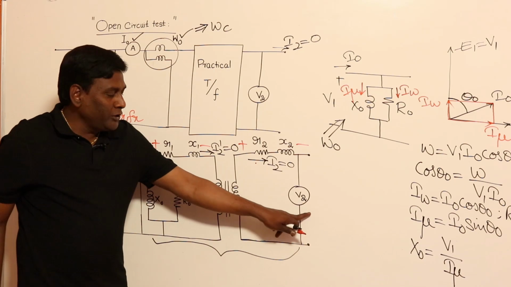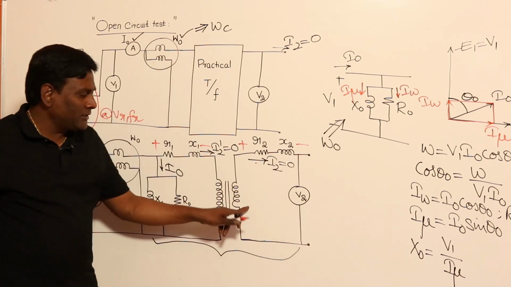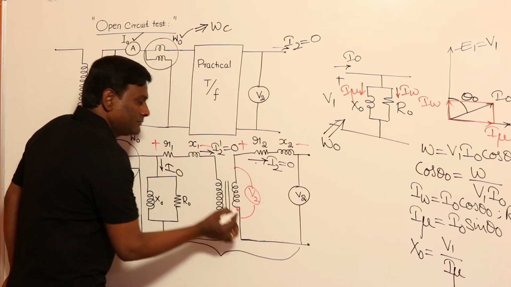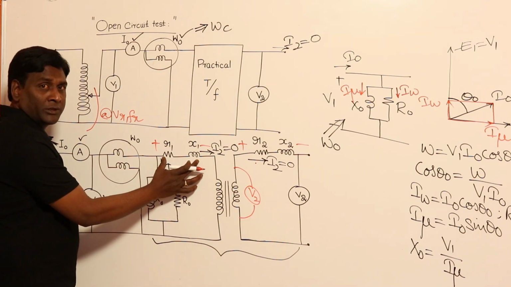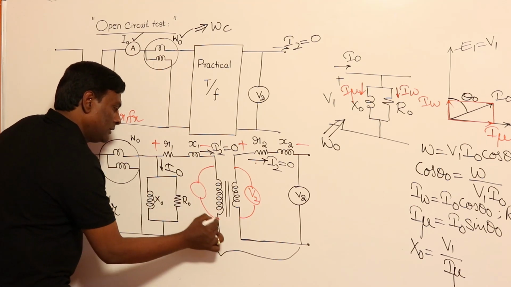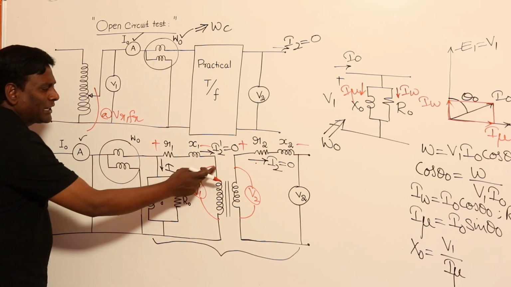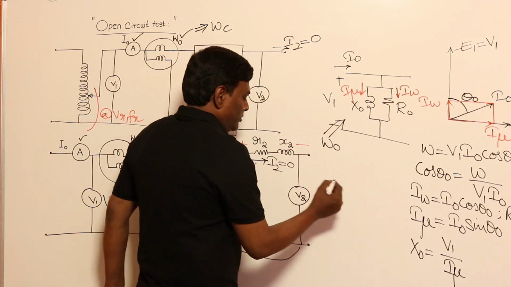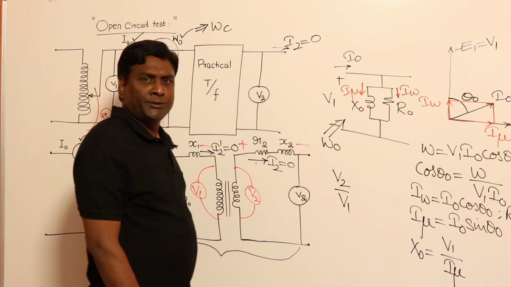Because of that, V2, the voltmeter reading after the leakage impedance, can be considered as here. Even if you consider it here also, the same V2 will be there. Because of the lack of any voltage drop, because of the lack of any current, the voltmeter reading here can be considered as V1, because V1 is appearing across the shunt branch. So what is the turns ratio? The turns ratio is going to be V2 by V1.